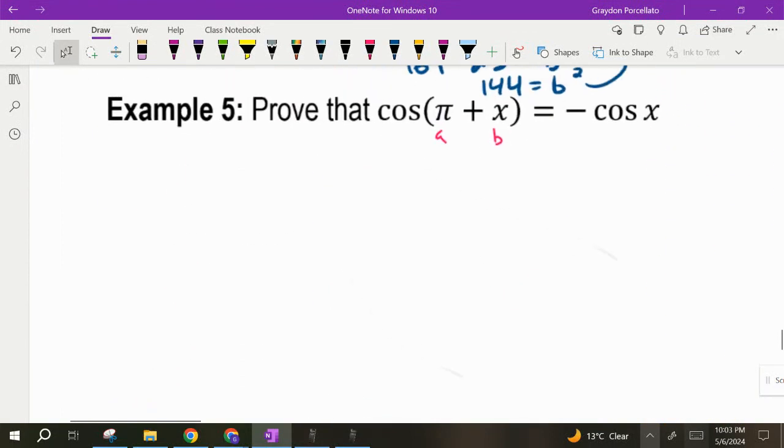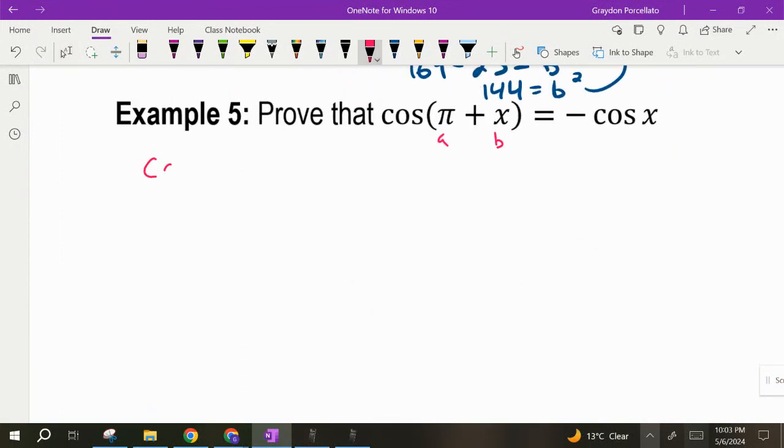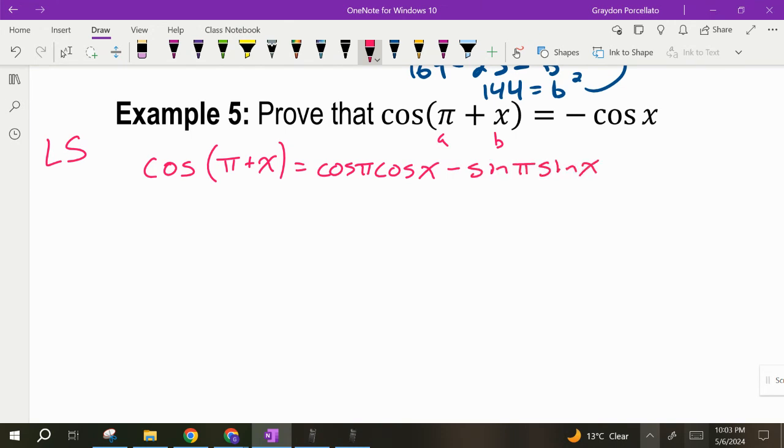So watch this. We're going to focus on the left side right now. Cos of pi plus x is equal to cos of pi cos of x minus the sine of pi sine of x. Okay?